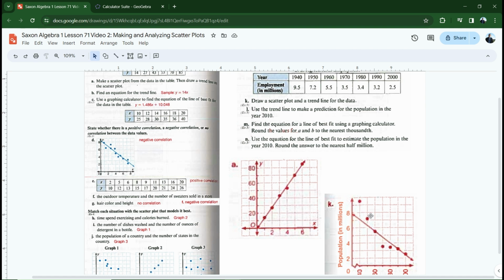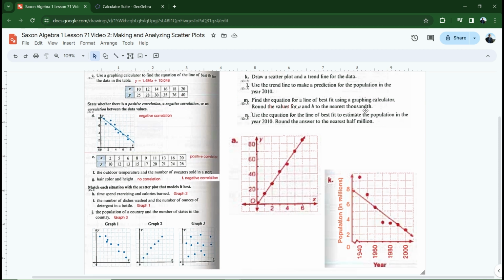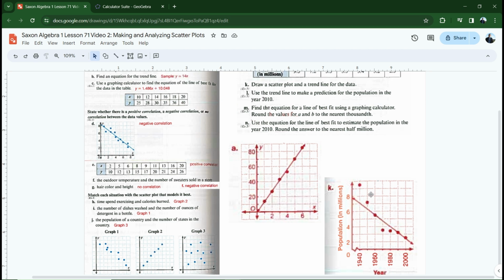Next, we're going to use the trend line to make a prediction for the population in the year 2010. The best thing to do first is to find an equation for this. Actually, for this trend line, we're going to use a straight edge to draw our trend line on the data. We're going to make sure there's just as much data above the trend line as there is below, and try to make it so the data is just as far above as below the trend line. So that's what this trend line is.